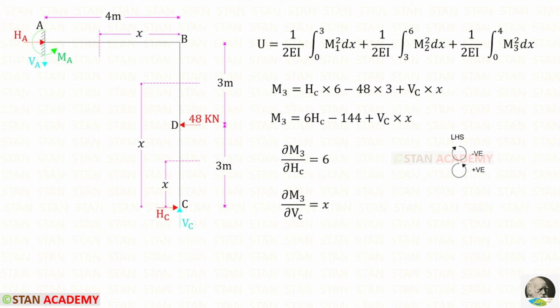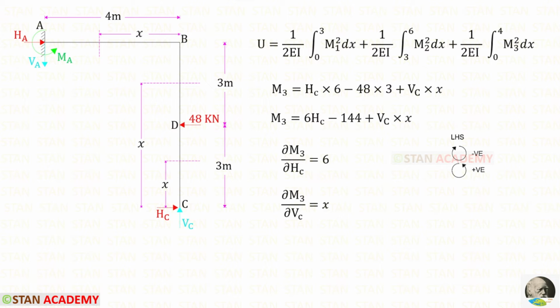Now let us find M3. Up to this section we have HC, VC and 48. HC is acting in the anti-clockwise direction, so that it will be positive and the distance is 6. So HC into 6. 48 is acting in the clockwise direction, so that it will be negative and the distance is 3. VC is acting in the anti-clockwise direction, so that it will be positive, and the distance is x. Minus 48 into 3, it will be minus 144.